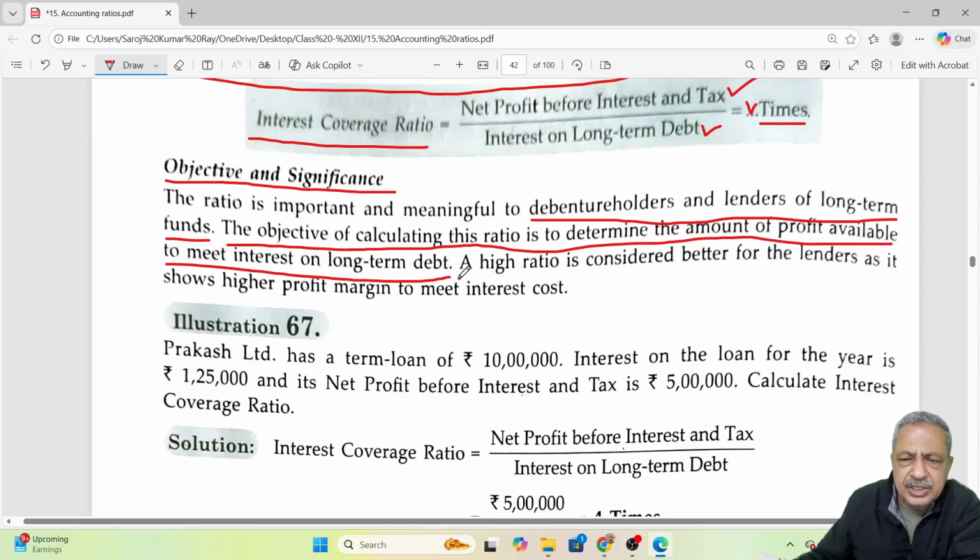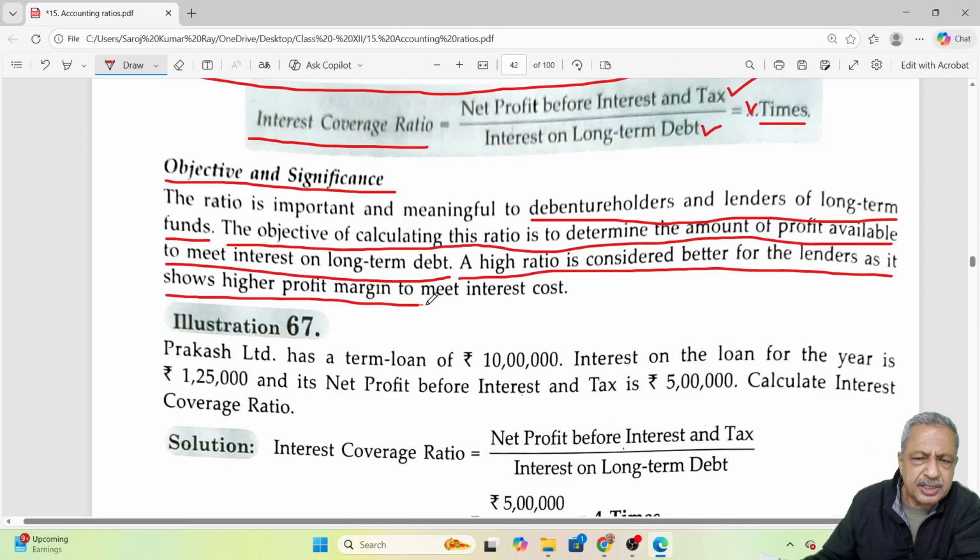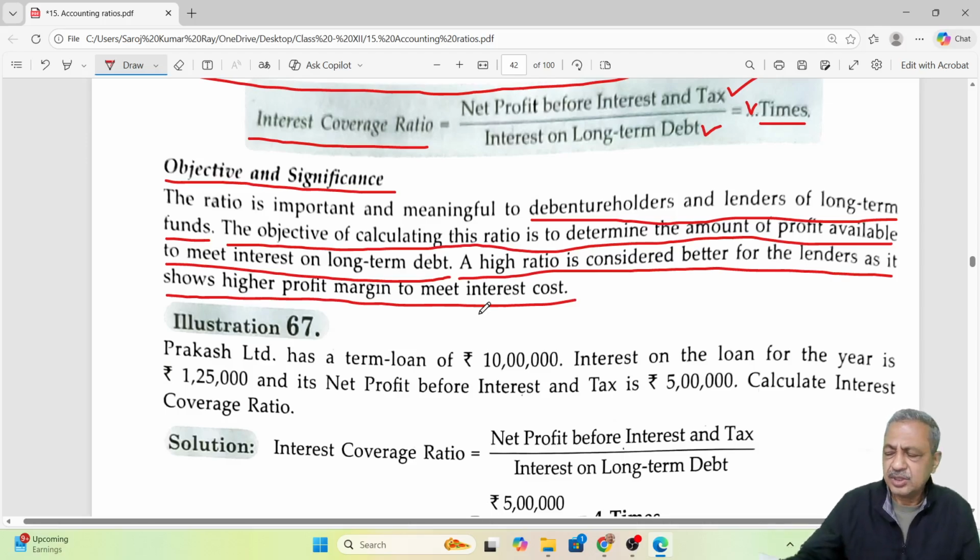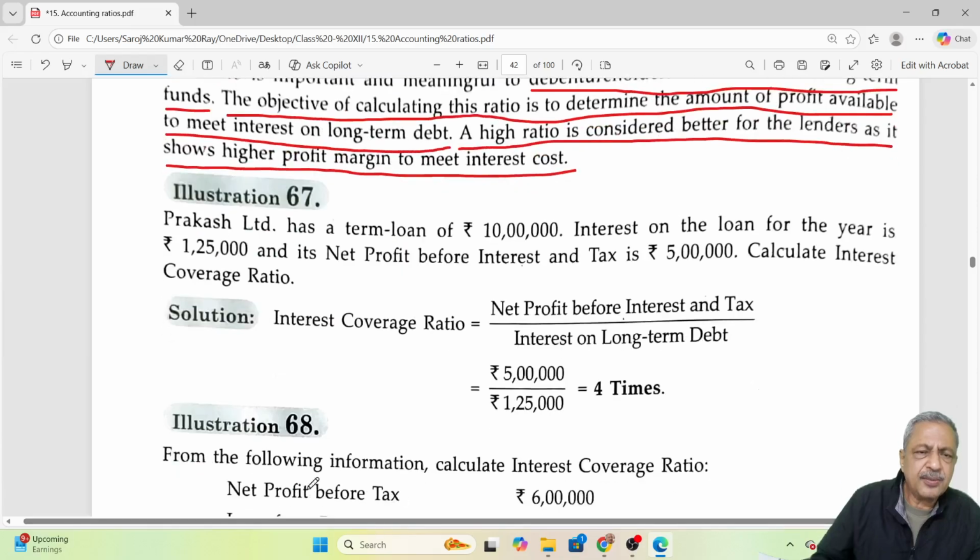A high ratio is considered better for the lenders as it shows higher profit margin to meet interest cost. तो जितने ज़्यादा हाई रेशियो होगा उतना टाइम्स वो इंटरेस्ट को कवर करेगा, तो इंटरेस्ट पे करना ईजियर रहेगा. तो इसमें हम कुछ इलस्ट्रेशंस कर लेते हैं. इलस्ट्रेशन 67. After this interest coverage ratio we will be going for the illustrations also.